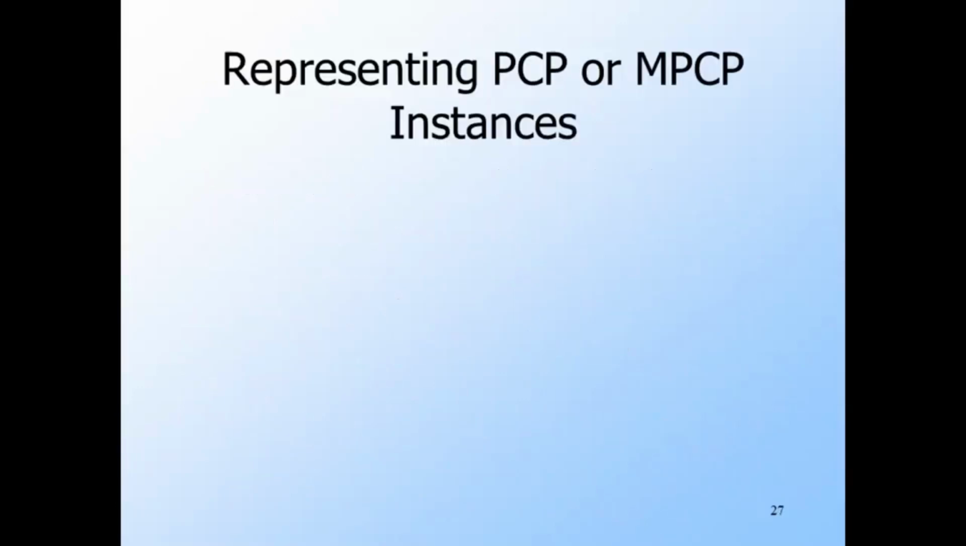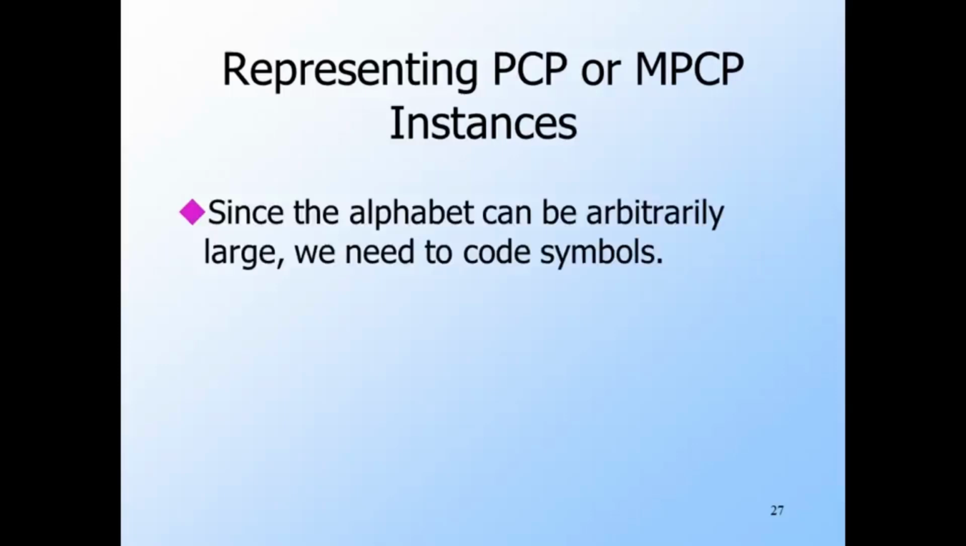Before we can talk about reductions, we need to express PCP and MPCP as languages. The instances of these problems can have any alphabet, so it is not immediately obvious how to express the set of all PCP instances that have a solution. Again, the problem is that there is no finite alphabet for this set, and languages just need a finite alphabet. So we need to code symbols in a finite alphabet.